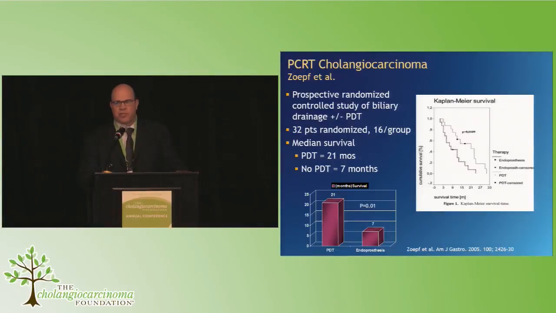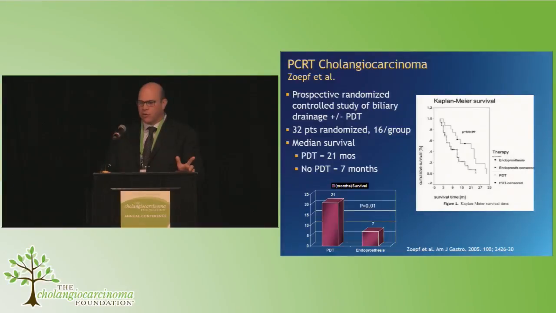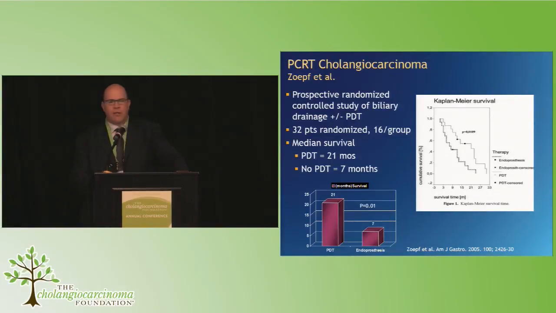In a second prospective randomized trial, again, patients are being randomized to one arm or another of biliary drainage with or without PDT. This was a study, 32 patients were randomized equally. The survival benefit appeared to be 21 months as opposed to 7 months, so just over a year benefit to patients undergoing therapy with PDT.